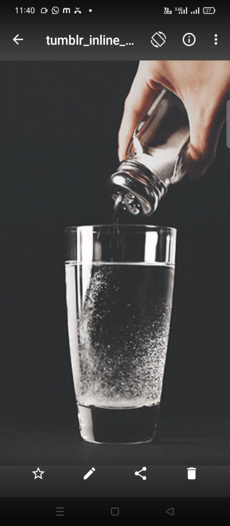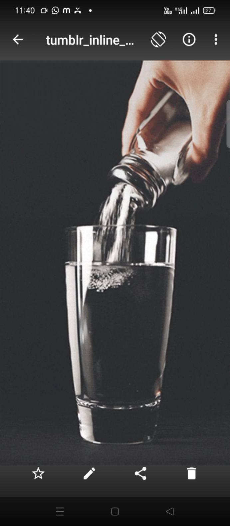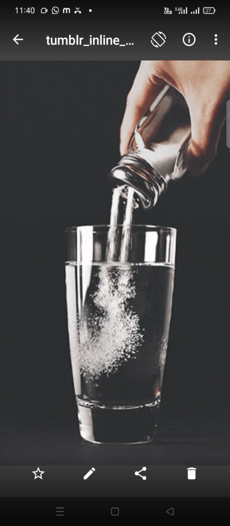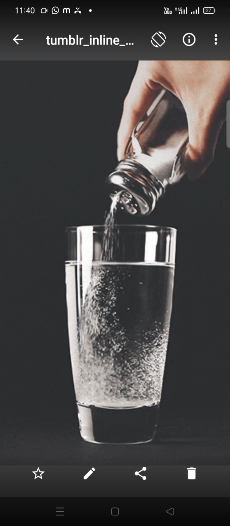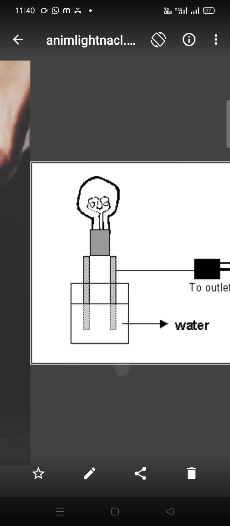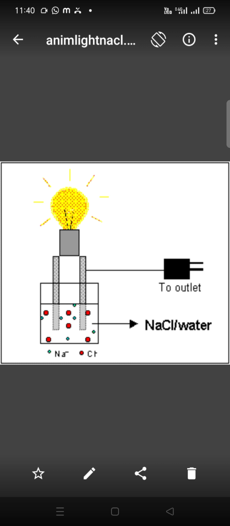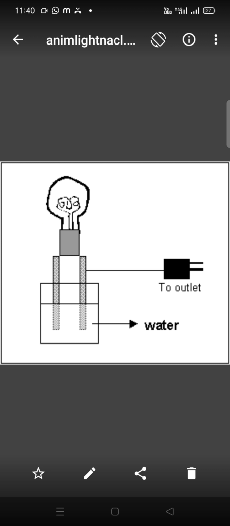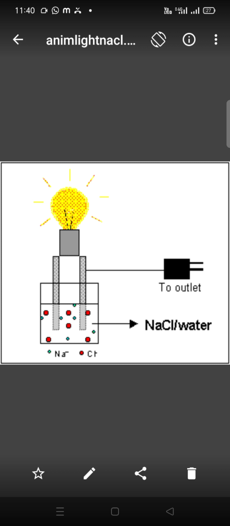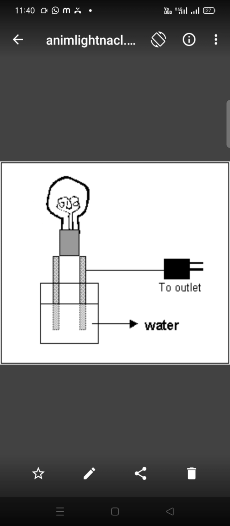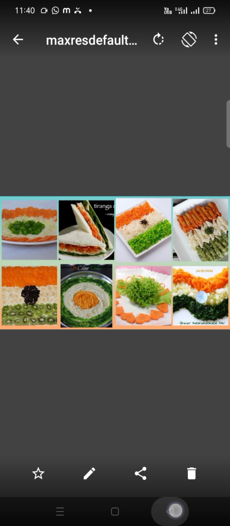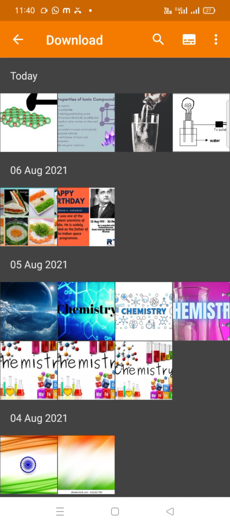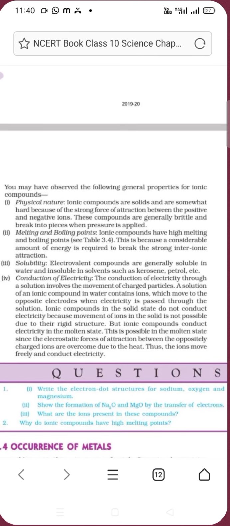Now look at this. Salt is easily dissolved in water. Mainly all ionic compounds are easily soluble in solvents like water. Remember, if you add NaCl into normal water, it conducts electricity, because Na+ and Cl- ions are present. So the electricity is conducted. Children, you may leave now if you have understood.